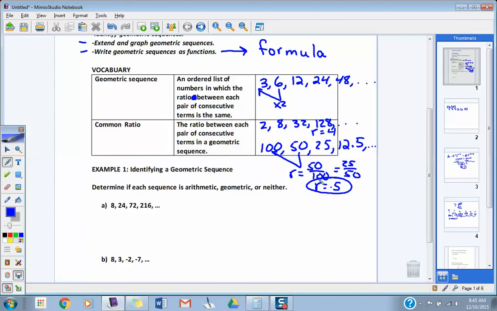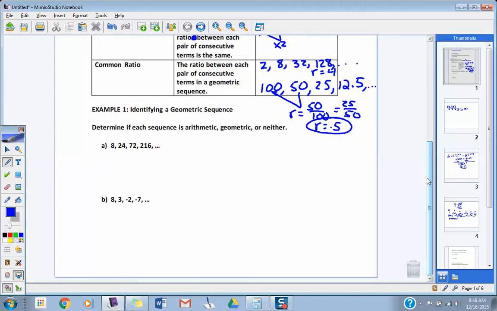Example 1, guys. Identifying if a sequence is arithmetic, geometric, or neither. Take a look at your patterns right here. 8, 24, 72, 216. First of all, is there even a pattern taking place there? Yeah? What's the pattern? 3? Adding 3 or multiplying by 3? Multiplying by 3. Check it out, guys.